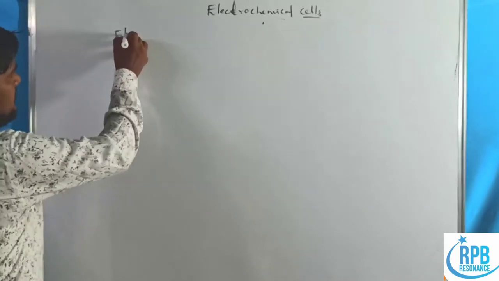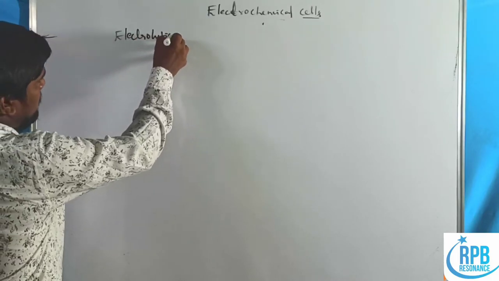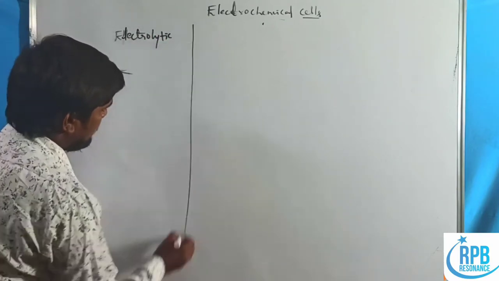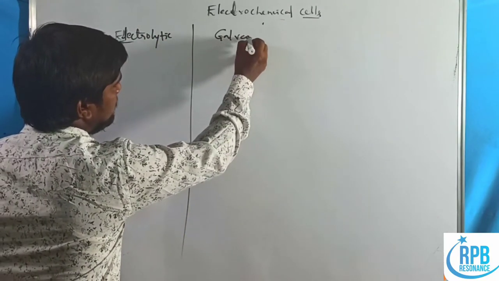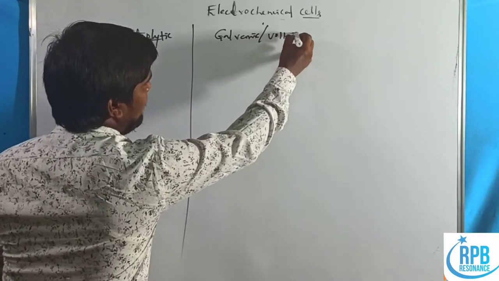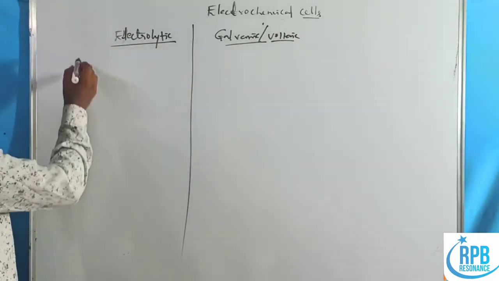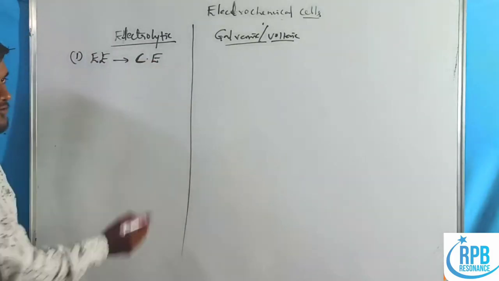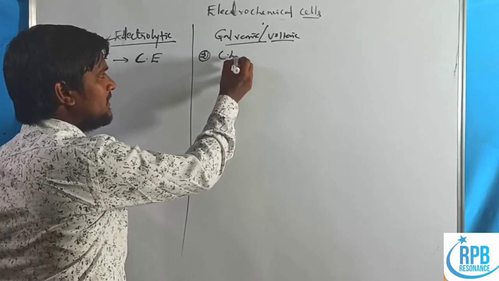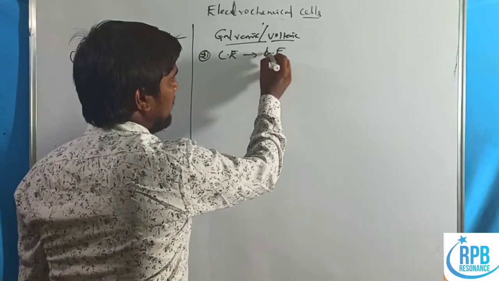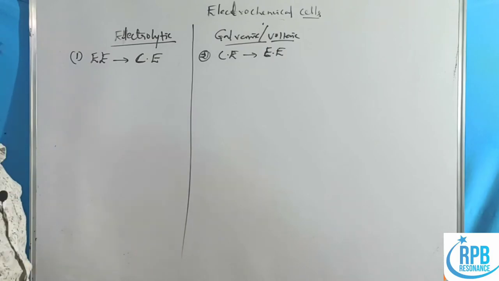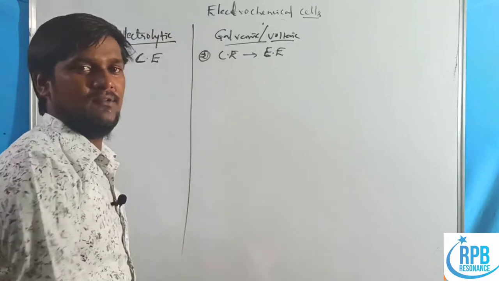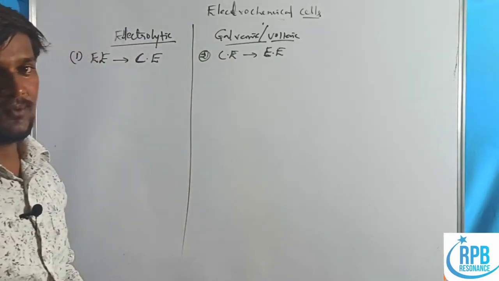Here it is the electrolytic cell, and here it is the galvanic or voltaic cell. The first point: in the electrolytic cell, electrical energy is converted into chemical energy. That is the major difference. In the galvanic cell, chemical energy is converted into electrical energy.